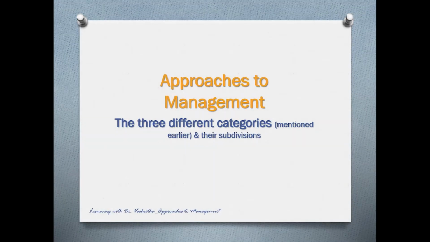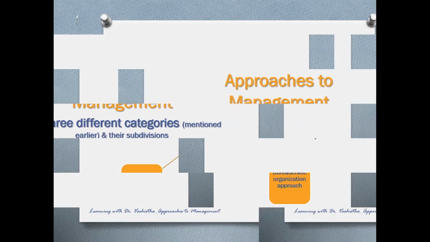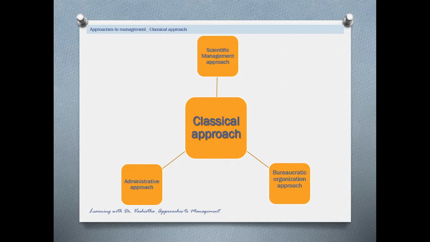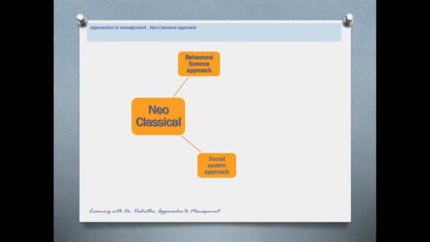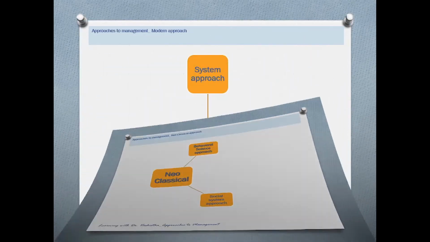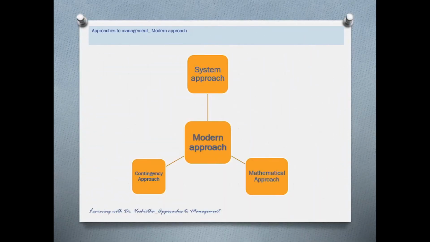So, we'll see the different categories and their subdivisions further. If we see the classical approach, the very first one, then it can be divided into three further parts: the scientific management approach, the bureaucratic organization approach, and the administrative approach. Similarly, if we get into the neoclassical part, then it can be divided into two kinds of approaches, which are the behavioral science approach and the social system approach. Further, the modern approach can be divided into three parts, which are the system approach, contingency approach, and mathematical approach.